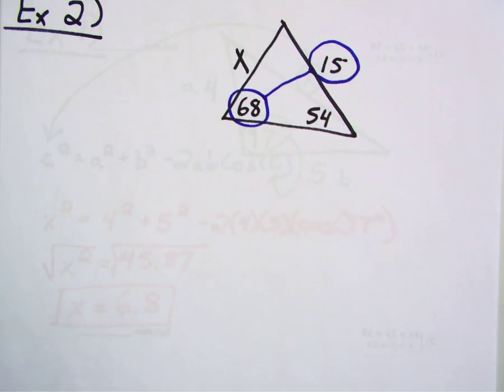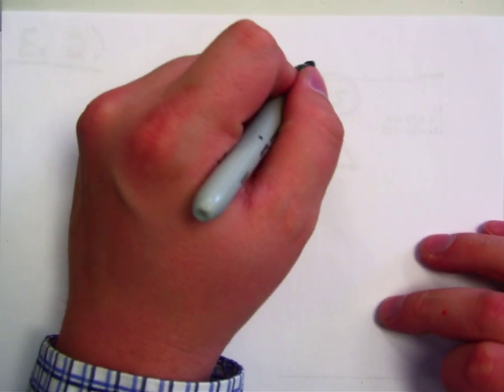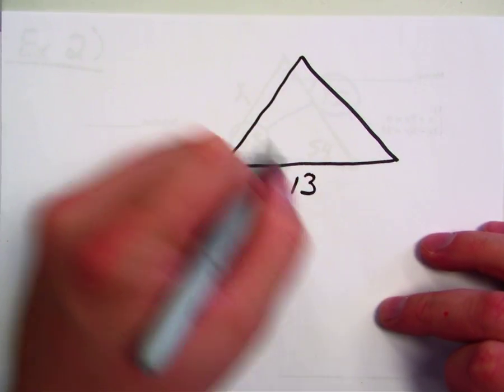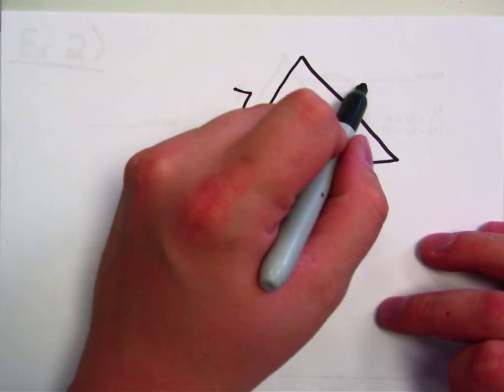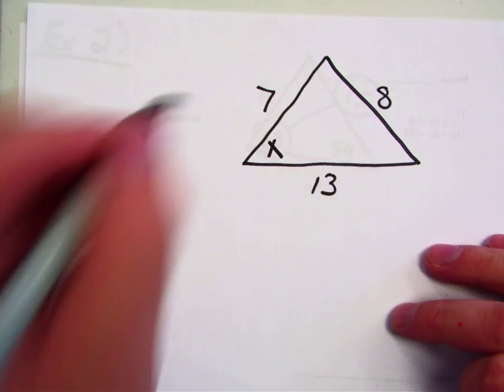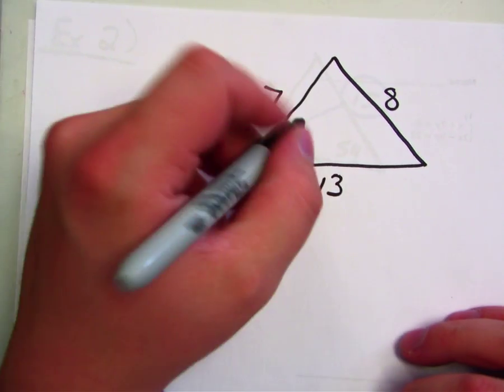Now the last example, I haven't written this one out yet, but the last example I want to do, what if we knew all three sides? Could we solve that triangle? So what if I knew that this was 13, that was 7, and that was 8? Which could I use to say solve for that side, or that angle right there?